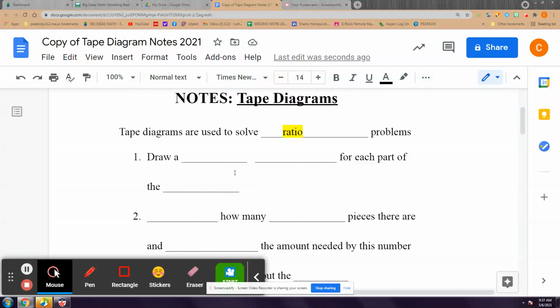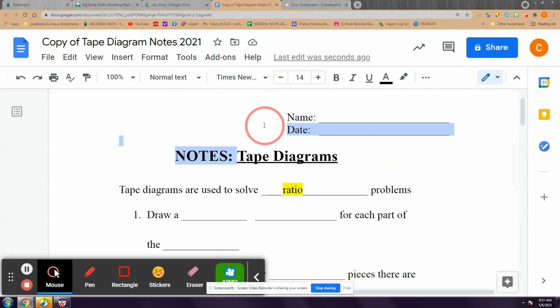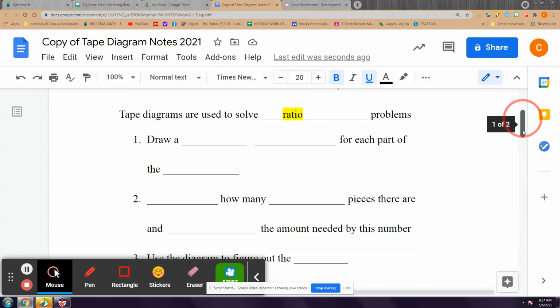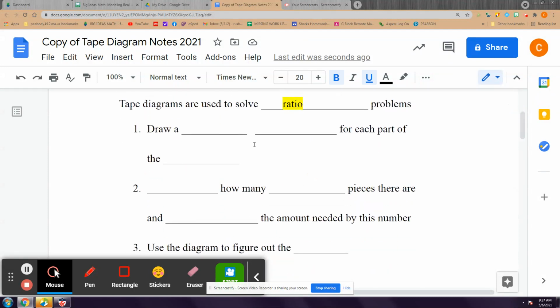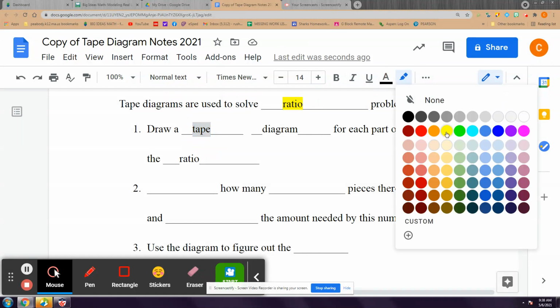Here are the steps that we need to draw or create a tape diagram. Okay. So step number one, we draw a tape diagram for each part of the ratio. I'm going to highlight these so you know what to write. Draw a tape diagram for each part of the ratio.